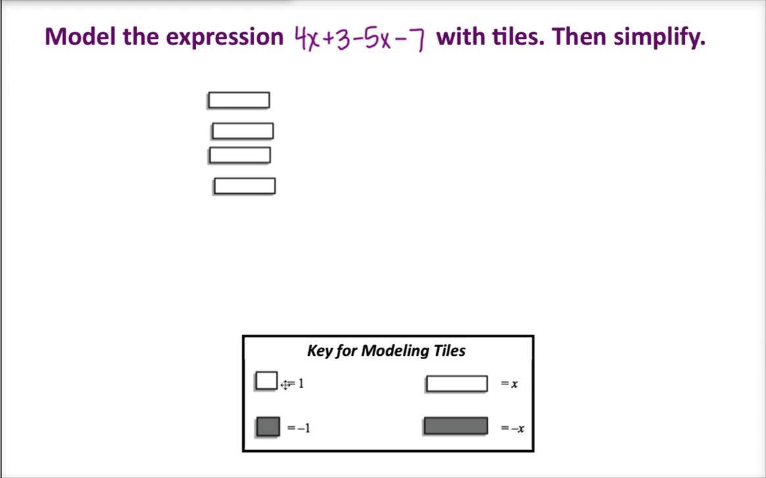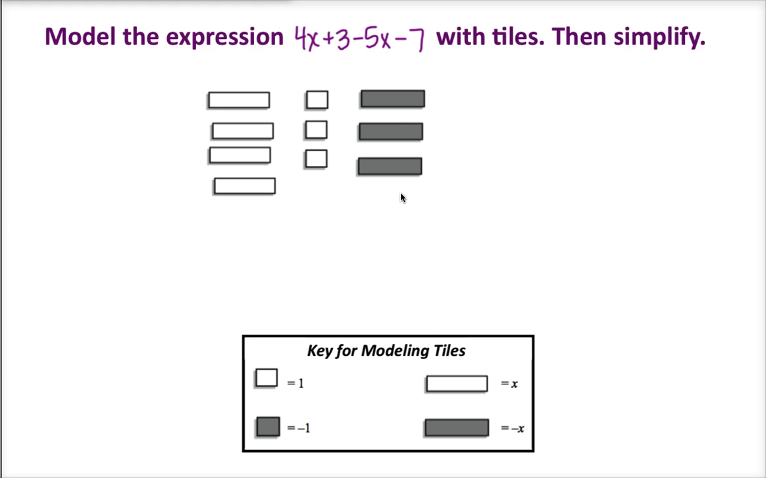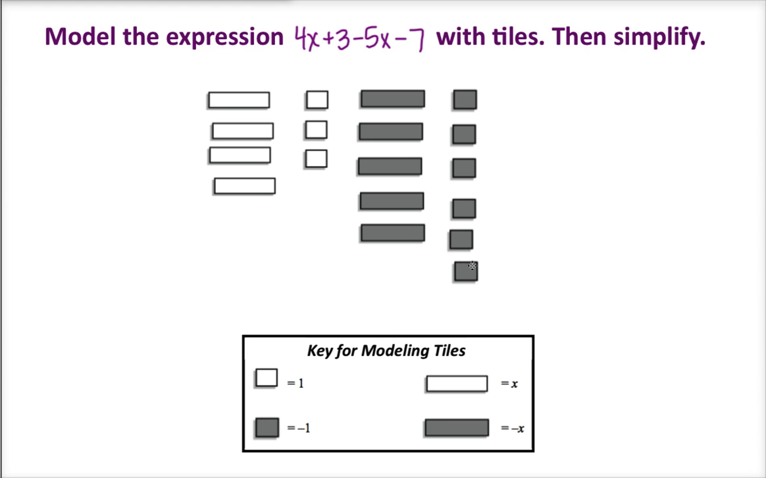Then we have a plus 3. So we have the positive 1 tiles, and we need 3 of them. And then we have a negative 5x. So with our negative x tile, we need 5 of those. 2, 3, 4, 5. And then finally we have negative 7. So with our negative 1 tile, we're going to need 7 of these to represent a negative 7. 6, 7. Okay, so this expression is now modeled with our tiles.